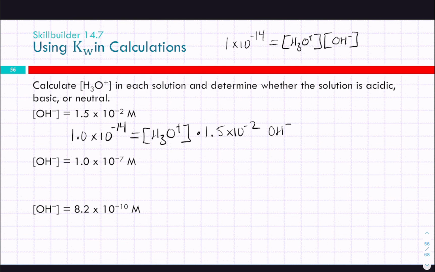Wait, I should write it like this. So now we can just divide both sides by 1.5 times 10 to the minus 2. And this is where that E button on your calculator really comes in handy: 1 times 10 to the minus 14 divided by 1.5 times 10 to the minus 2. That means our H3O plus equals 6.67 times 10 to the minus 13.